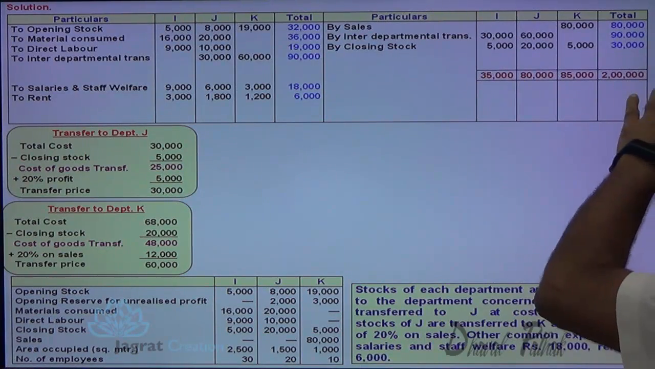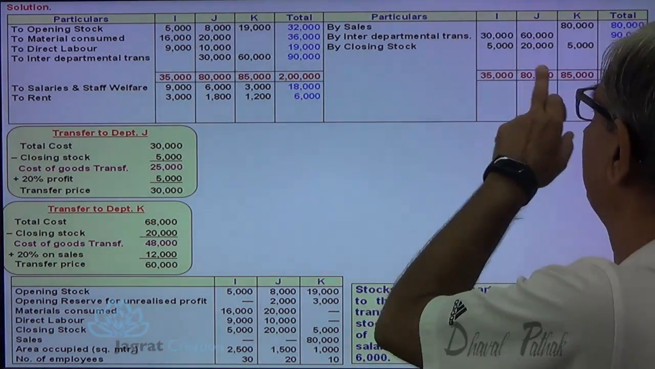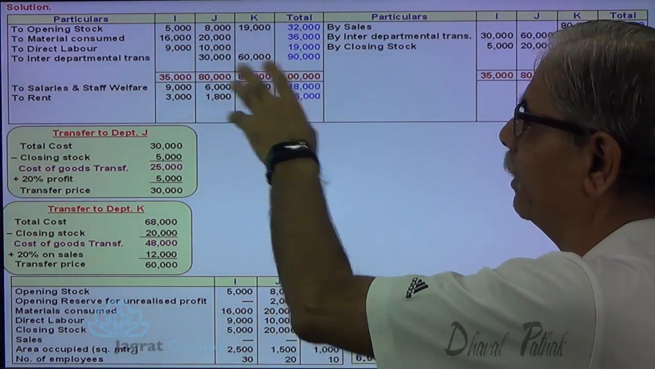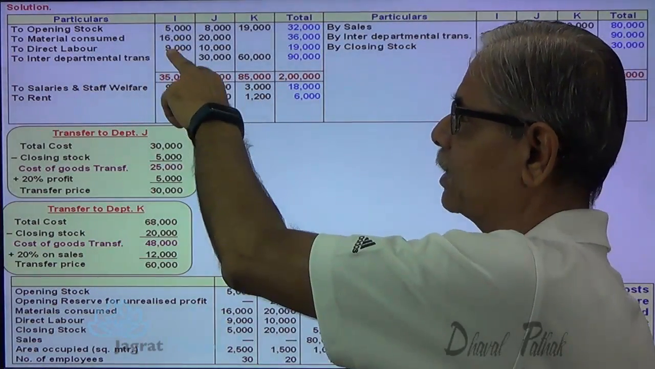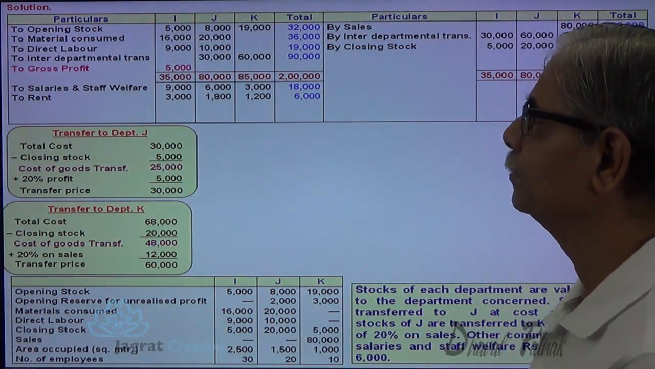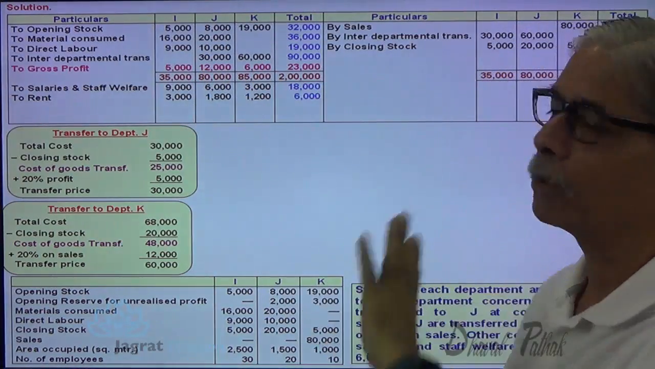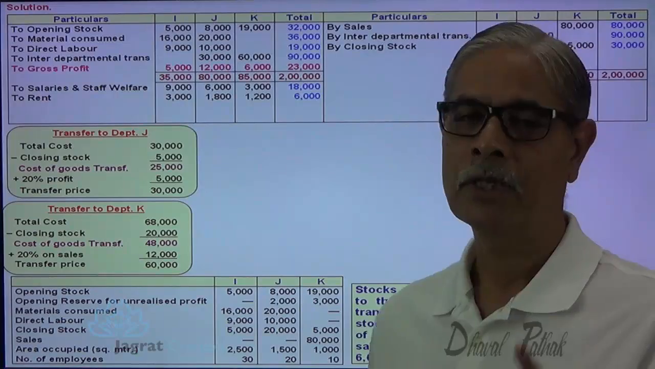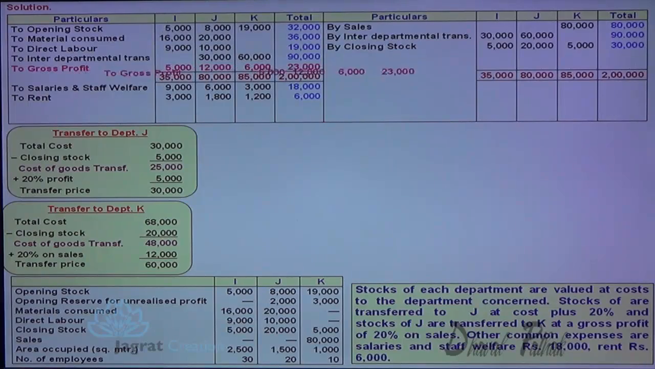Now this is the total of credit side minus total of debit side. So I will get the net gross profit. So 35, 80, 85 is recorded on the debit side. Now I will find out the gross profit. 35,000 minus 5,000 minus 16,000 minus 9,000. So the profit works out to be 5,000. 80,000 minus 30, 10, 20, 12,000, 6,000. This is how you can get the profit. This gross profit is transferred to the credit side of profit and loss account. Just observe. The gross profit is transferred to the credit side of profit and loss account.